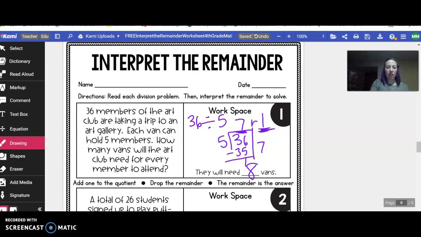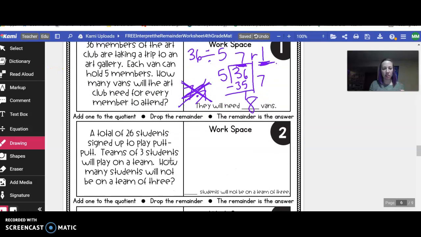Just a note, 7 remainder 1 is not the same as 7.1. I know sometimes it's tempting to think the remainder is just a decimal, but it is not. Okay? There's a way to get into a decimal, but we're not going to worry about that at this point.